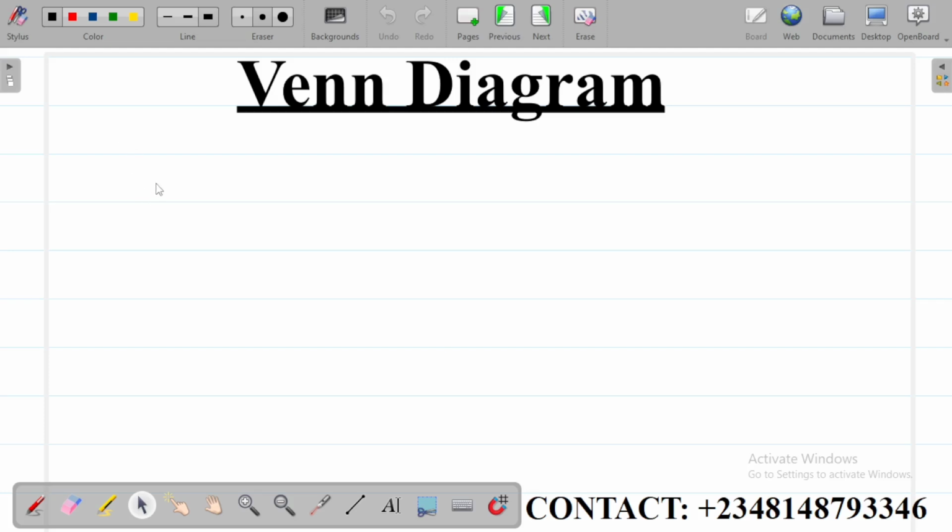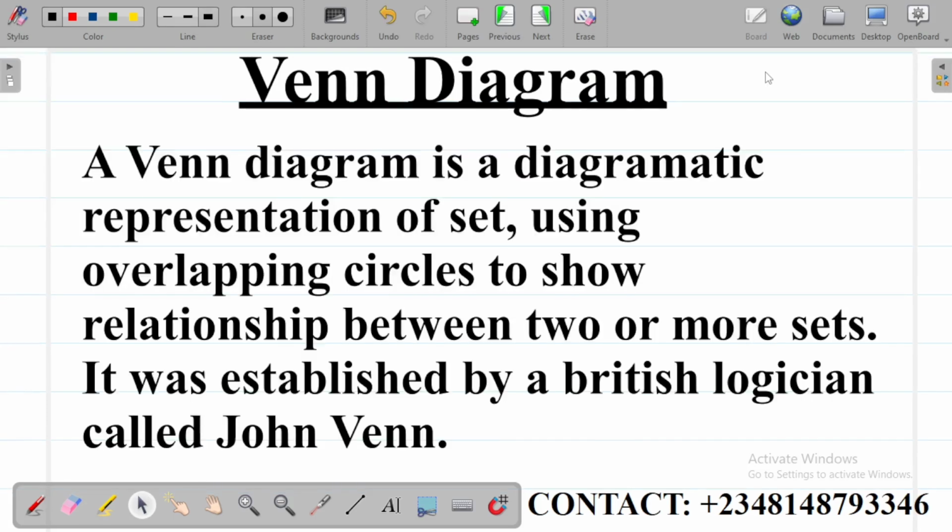In today's class, we'll be dealing with Venn diagrams. What is a Venn diagram? A Venn diagram is a diagrammatic representation of sets using overlapping circles to show relationships between two or more sets. It was established by a British logician called John Venn.